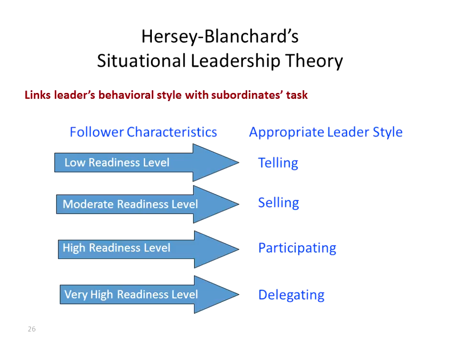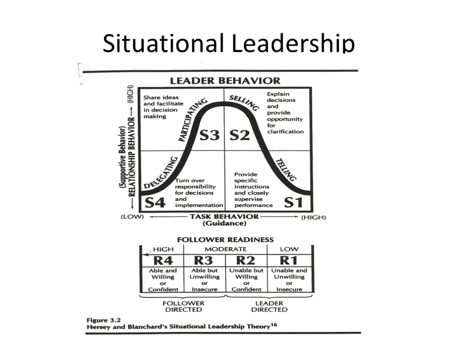Hersey and Blanchard's situational leadership theory does the same thing, as I was talking about on the previous slide. They say the situation dictates the leadership style. If you've got people at a low readiness level, you need to be more directive. Moderate readiness level of your followers, you need to sell. High readiness level, you need to participate. And a very high readiness level, you need to let people do what they do best: delegate. So this is a very useful theory as well.